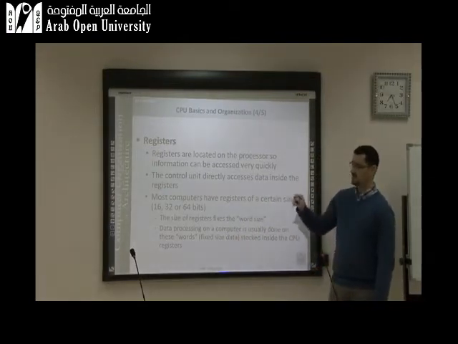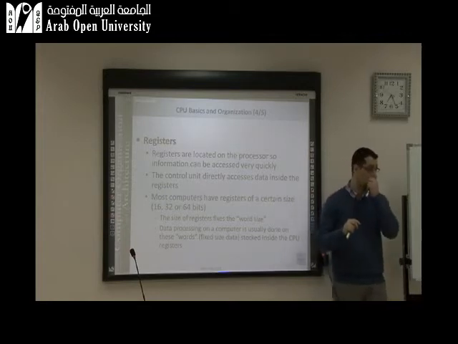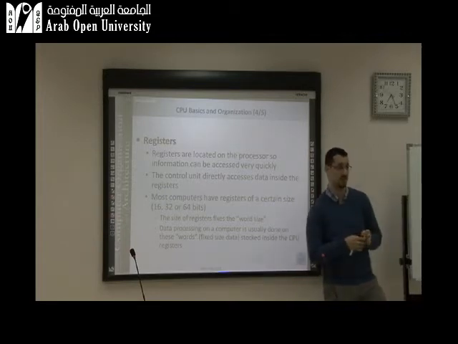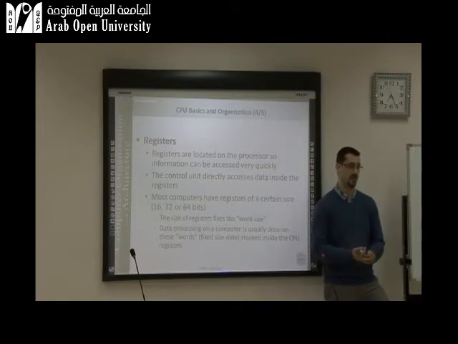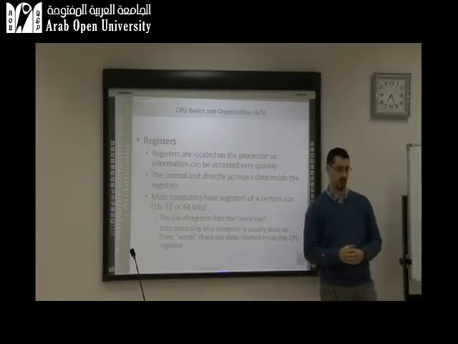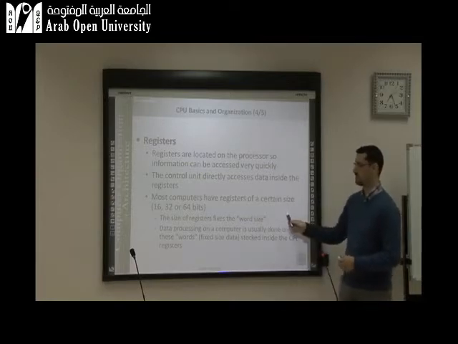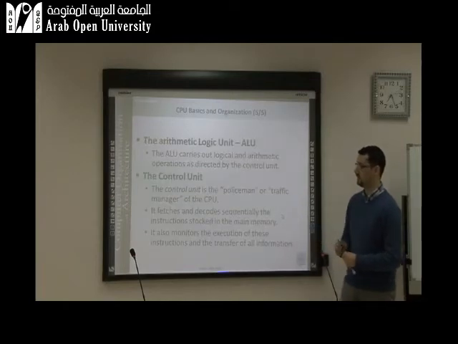So why are registers located inside the CPU? Why do we find the registers inside the CPU and not outside? To quickly access their content. The idea is to make the computer faster and faster. To do so, we need elementary memory that can be directly accessed by the CPU, by the control unit and the arithmetic logic unit. This is why registers are located inside the CPU.